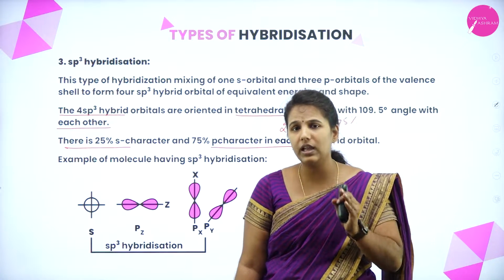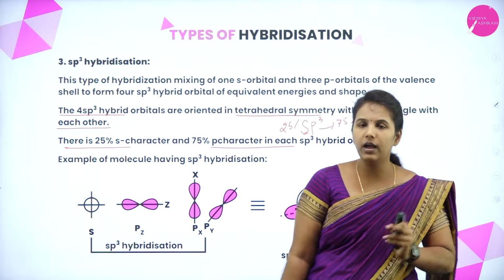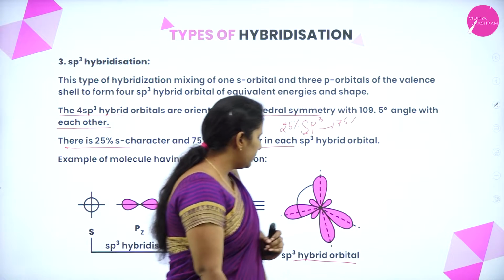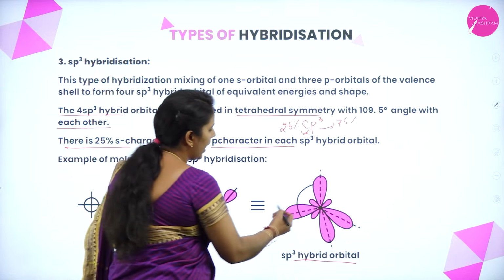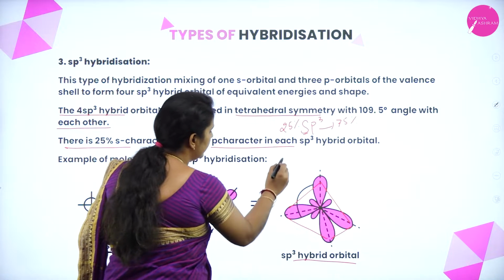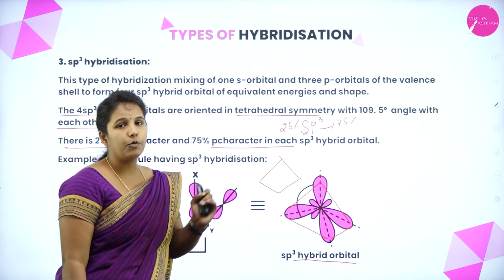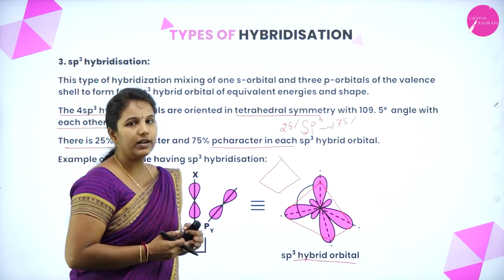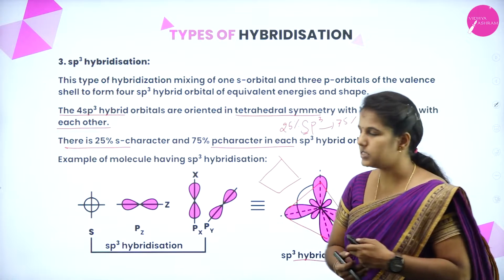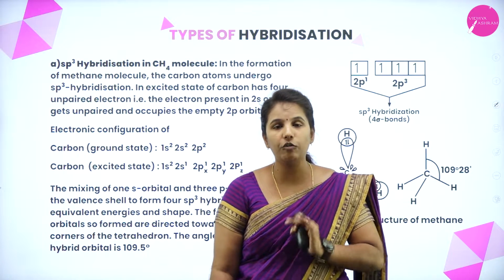Okay. So when 3 p orbitals and 1 s orbital combine, they form sp3 hybrid orbitals. And which geometry will it have? Tetrahedral geometry. You can see that it has a tetrahedral structure with a bond angle of 109.5 degrees. Now let us see which examples are studied under sp3 hybridization. We have the example of the methane molecule.